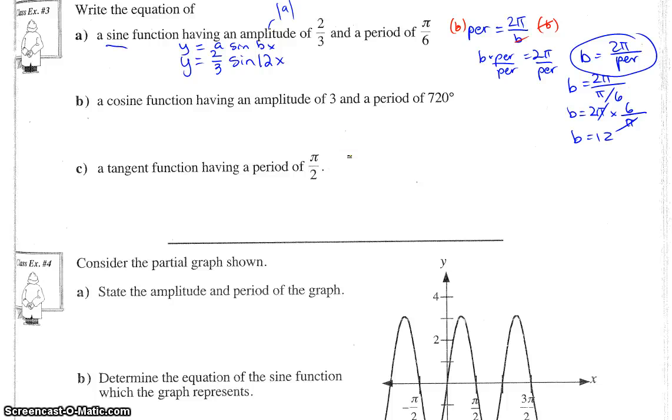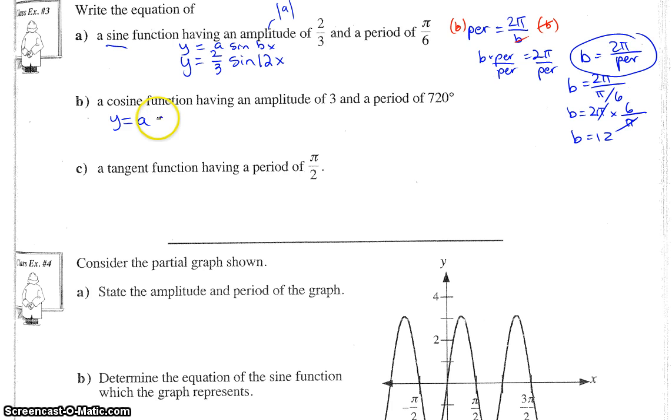Okay, welcome back everybody to part 2 of the lesson 7 video. We're working on example 3 and we're working on part B. A cosine function having an amplitude of 3 and a period of 720 degrees. And our goal is to come up with the equation.